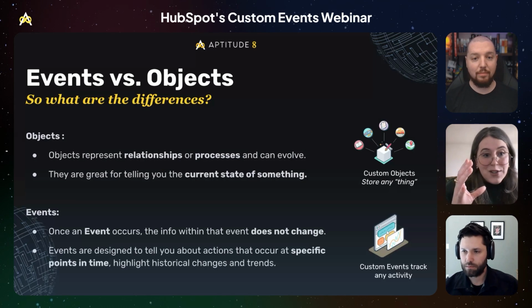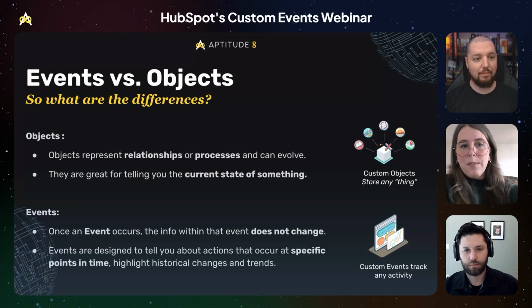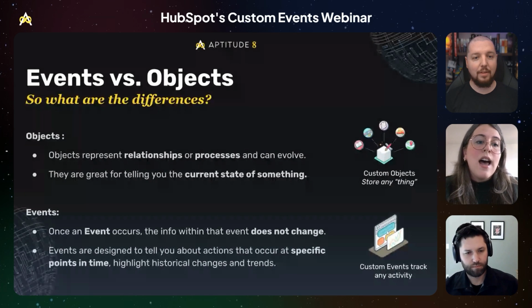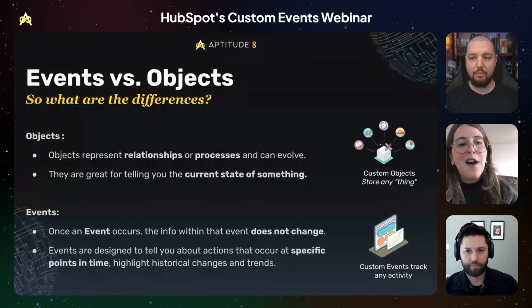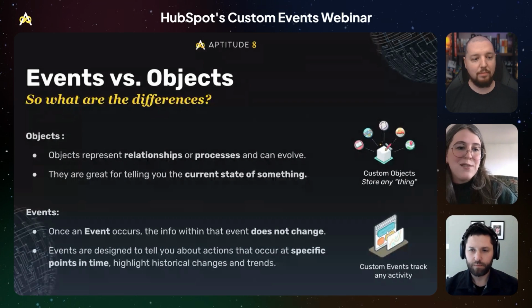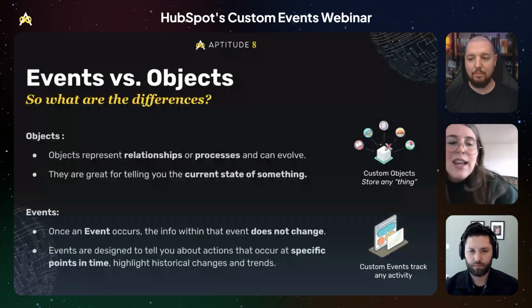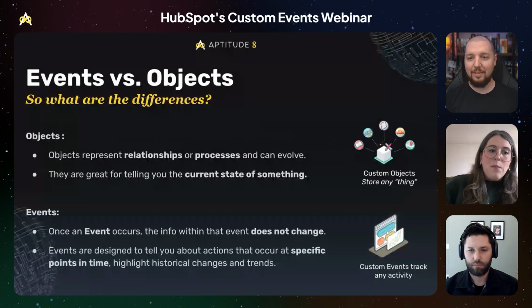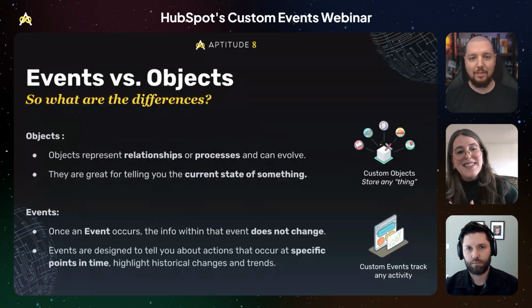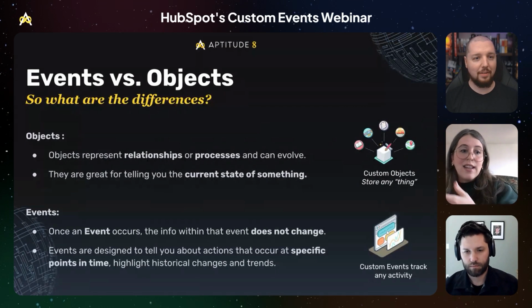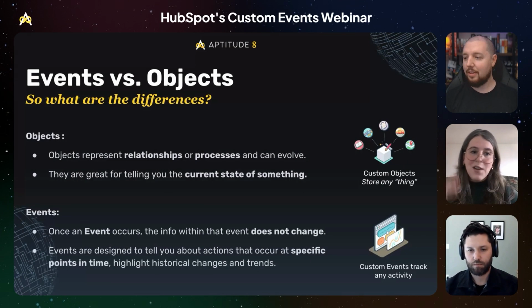So if you know what objects are, they're designed to capture data about processes or relationships, and you know what custom objects are, they are designed to capture information about processes and relationships that are unique to you. Now you know what events are: they're moments in time, actions, activities. A custom event is a moment in time, an action or activity that's unique to you. So that's why it's a little helpful to have that analogy in there.